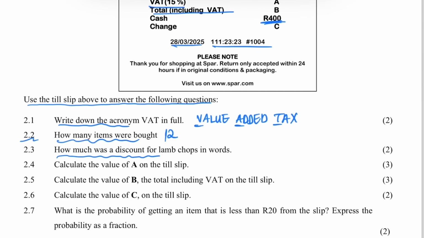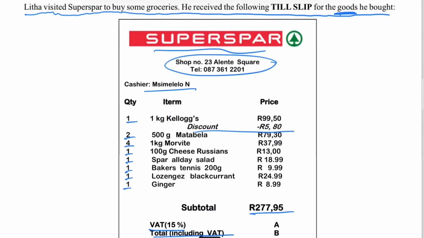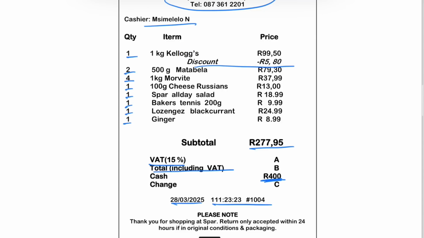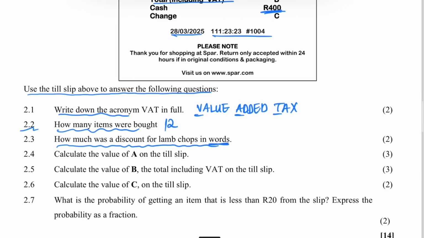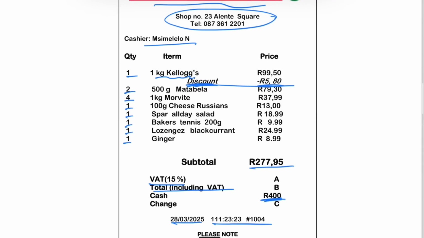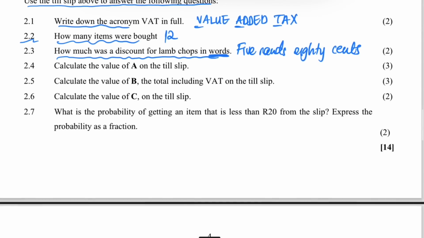How much was the discount for the lamb chops? There are no lamb chops, guys, here. It's supposed to say for the Kellogg's. How much was the discount for Kellogg's? It's 5 rand 80 cent, but if it says you must write it in words, so it's going to be 5 rands 80 cents, right? It's 5 rand 80 cents, guys. Make sure you don't write it like this. You write it in words. 5 rands 80 cents.